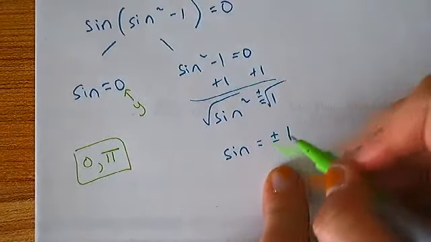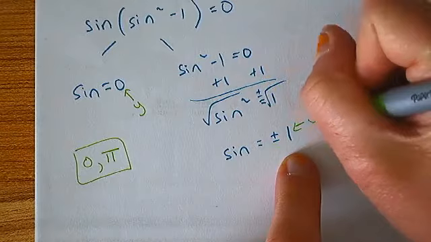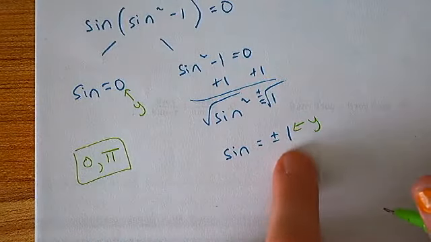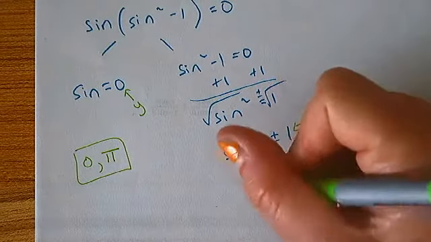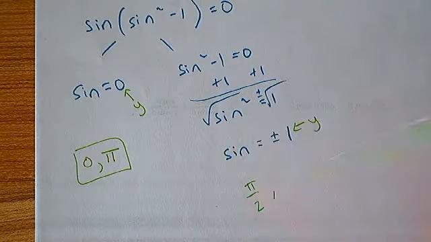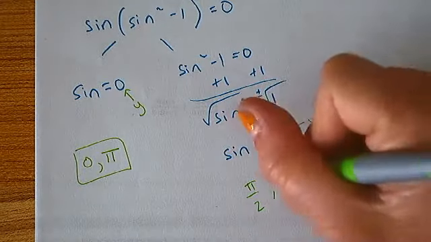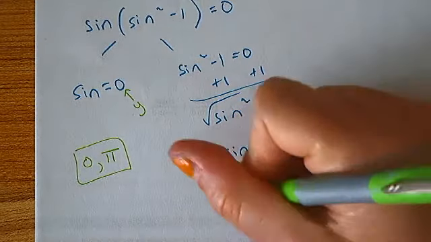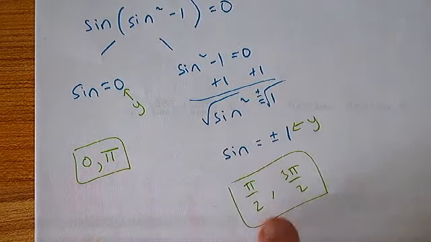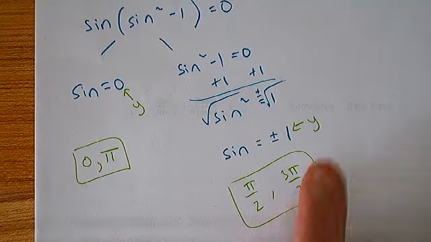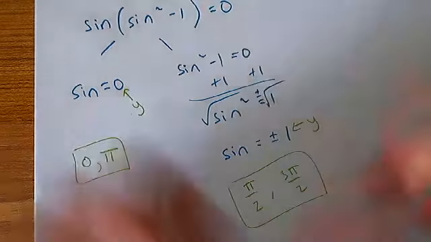Now, where is the y value equal to positive or negative 1? Well, the y value is equal to positive 1 at pi over 2, and the y value is equal to negative 1 at 3 pi over 2. So I have 4 answers here. This is where it's equal to 0, and this is where it's equal to positive and negative 1. So it's those 4 corners.